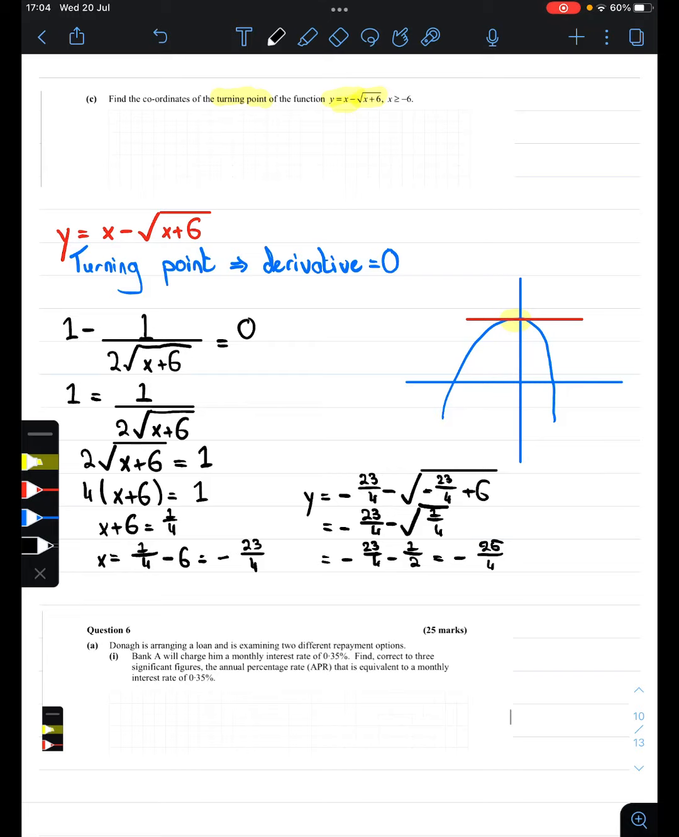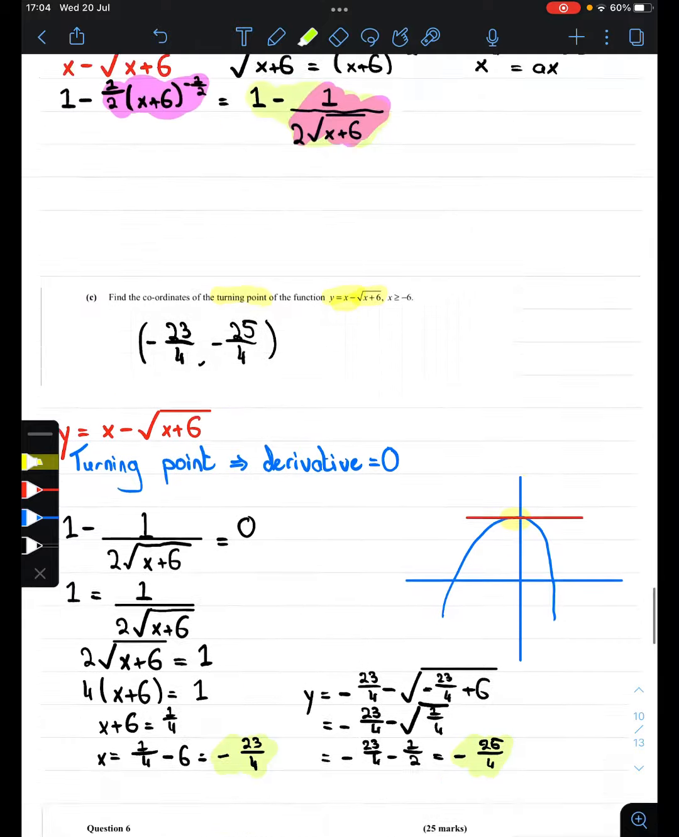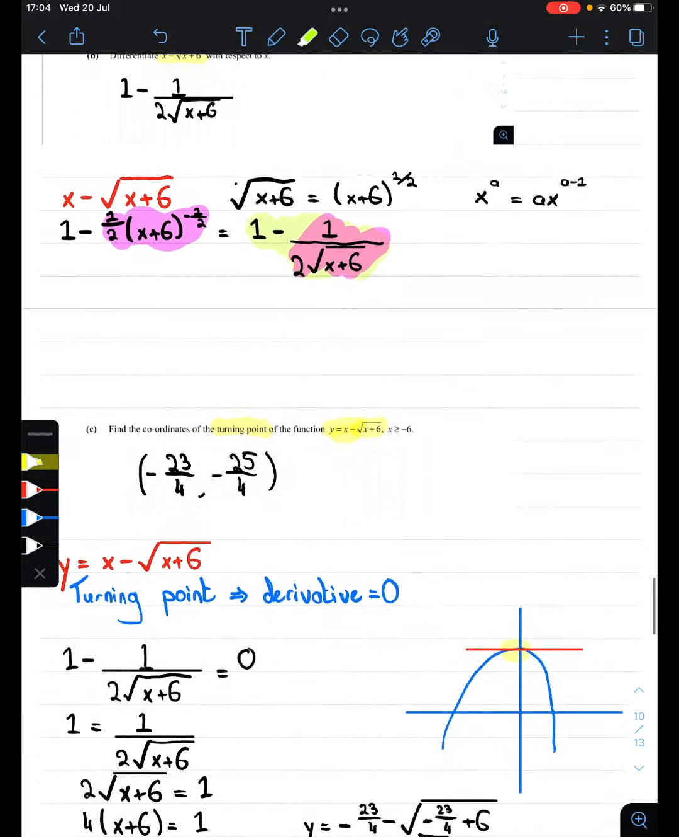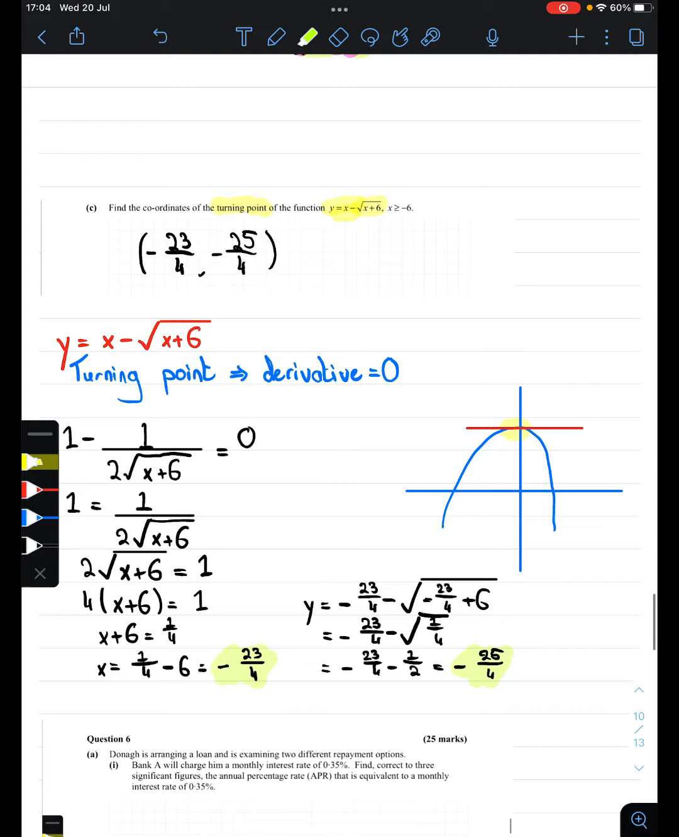So our x coordinate is minus 23 over 4, and our y coordinate is minus 25 over 4. And so these are the coordinates of the turning point. So the trick here is to know that the turning point occurs when the derivative is 0, and using our prior knowledge of that derivative to solve for x and then plug that x into the function.